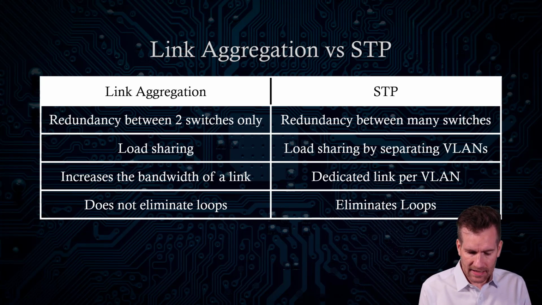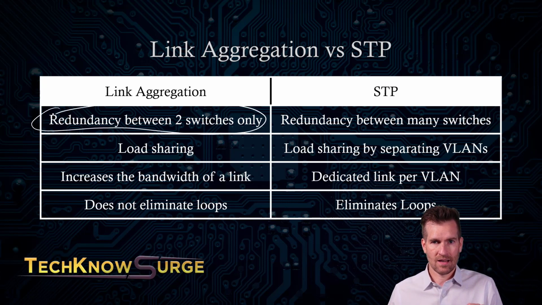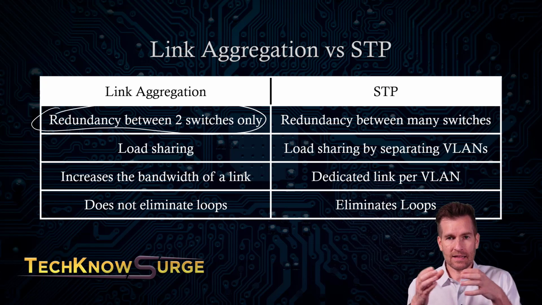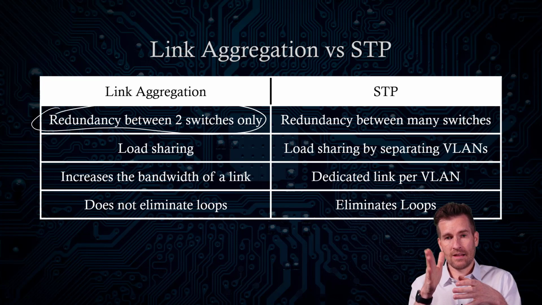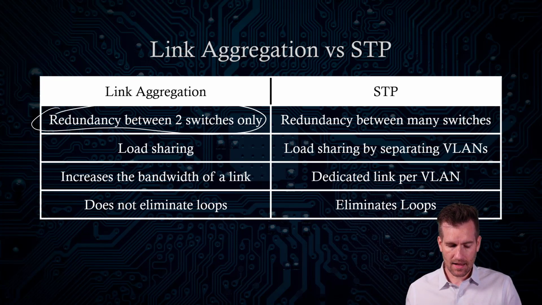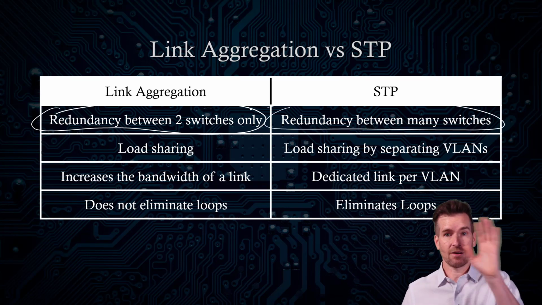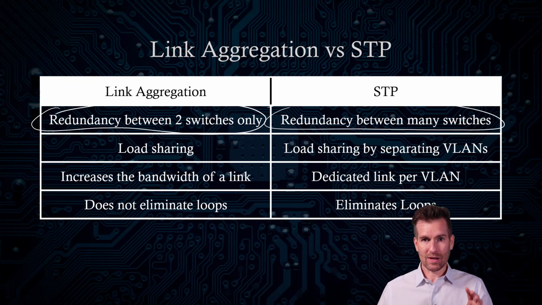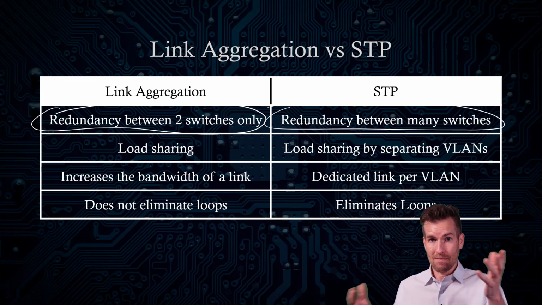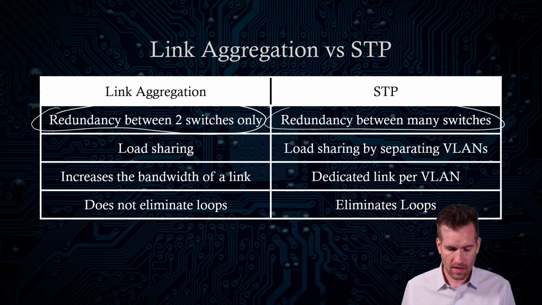First of all, link aggregation creates redundancy between 2 switches. So I will bond the links between 2 switches together to create some redundancy. If any one of those links fail, it's still up and running. Spanning tree protocol allows us to create redundancy between many different switches. Link aggregation doesn't do that. I mean, we can have links between many different switches, but they can't all be bonded together into one aggregation.